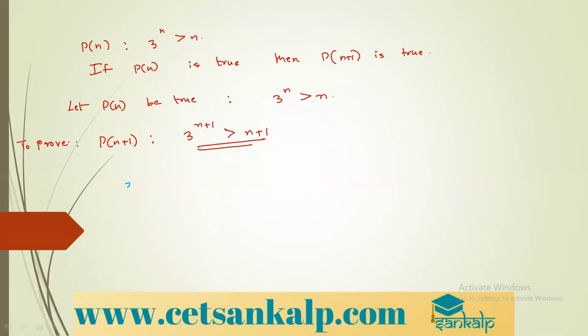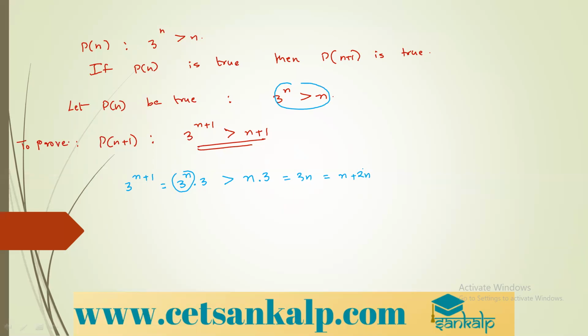So what I will do? I will start with 3 power n plus 1. I will write it as 3 power n into 3 power 1. Because 3 power n is greater than n, and apart from that I have times 3 into 3. So that means this is 3n. And I know 3n is nothing but n plus 2n.